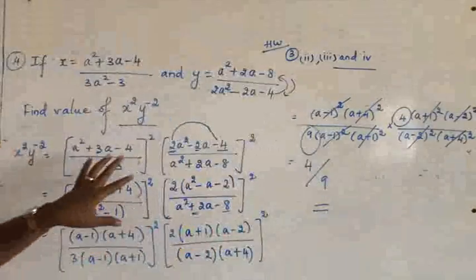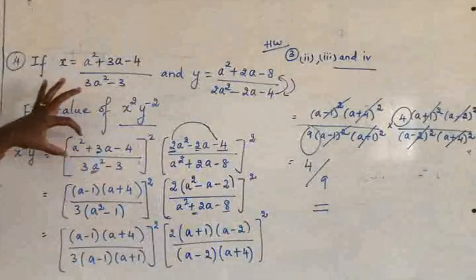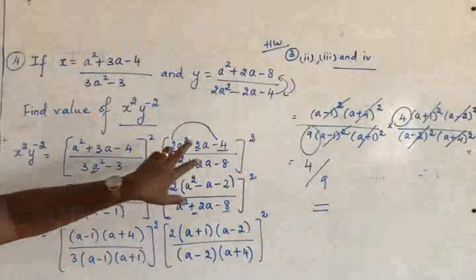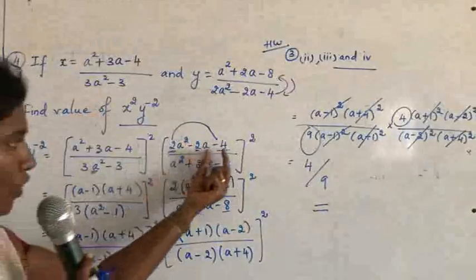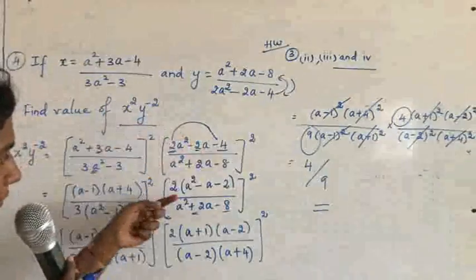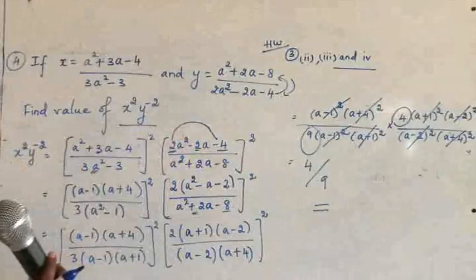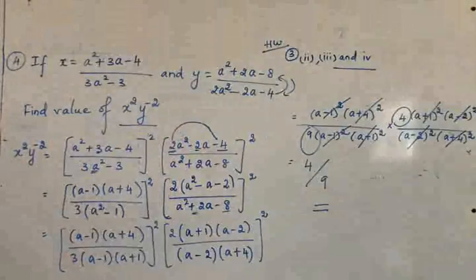And one more thing, children. Here there was nothing common, so we took the factors directly. But for this part we can take 2 common. So try to take the common factor first and then try to factorize it. So you get the answer as 4 by 9.